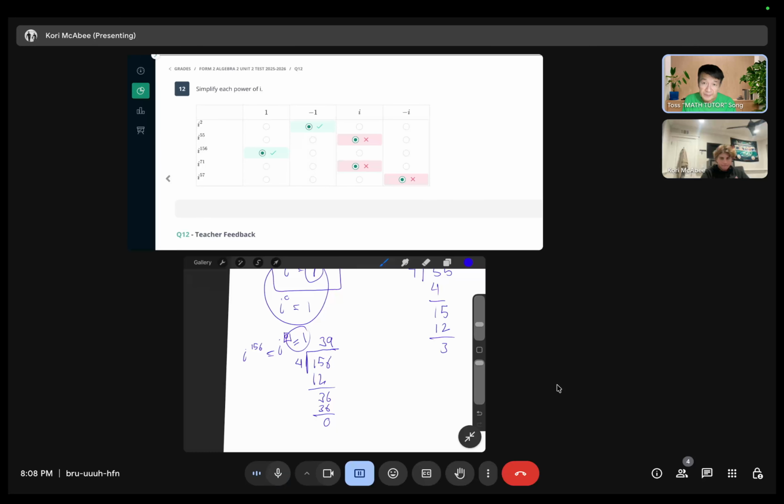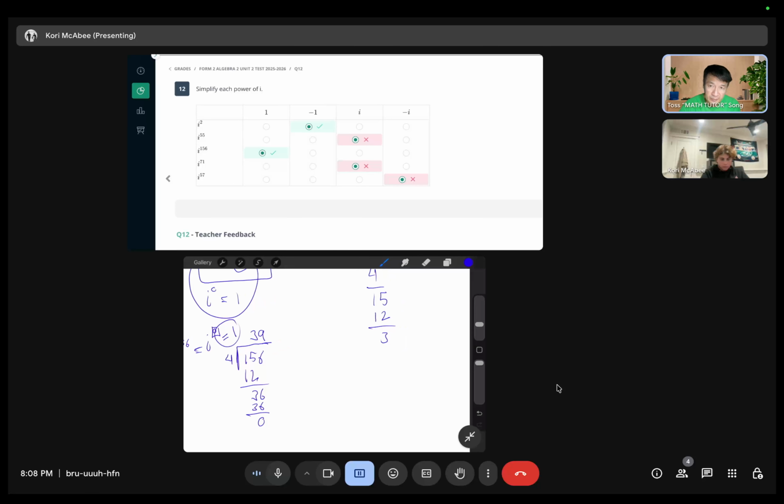It means that it's divisible by 4. If the exponent is divisible by 4, it's always equal to 1. But if you didn't know that, do long division. So again, i to the 71. It'll be i to some power, the remainder. You can write a note, remainder.